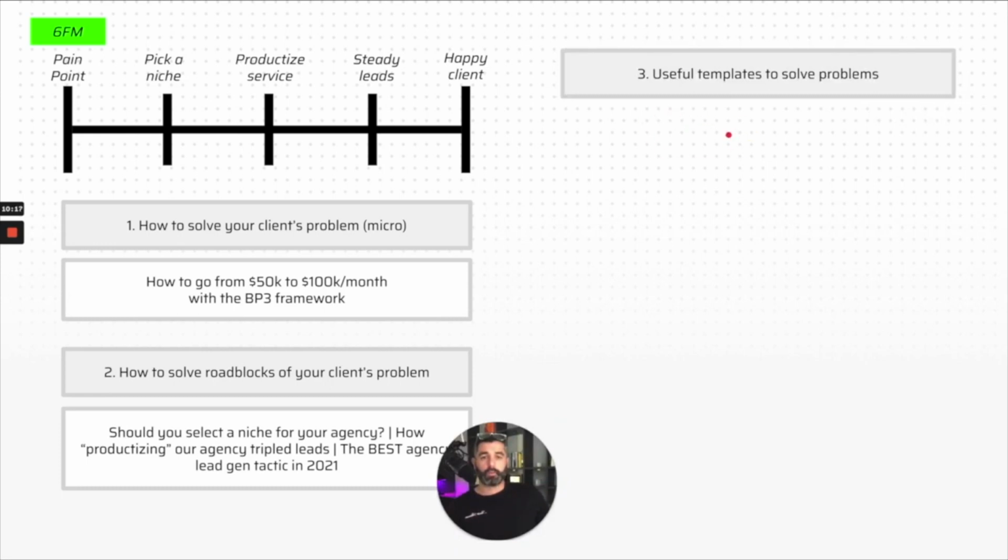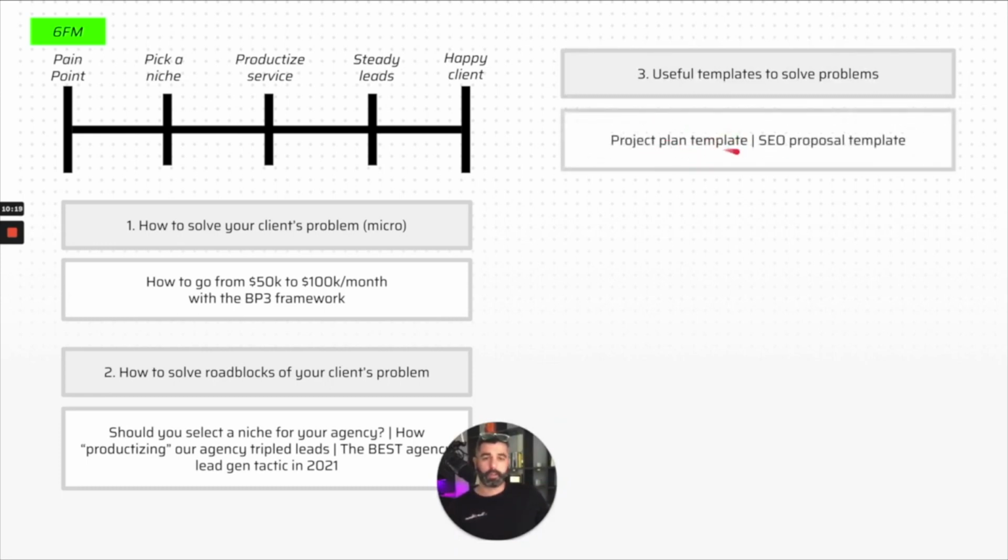So the next one up is useful templates to solve problems. Project plan template, SEO proposal template. We've been running these on Facebook, getting $2 leads for the last 2 years. Incredibly impactful way to bring people in from cold audiences, also grab a piece of their email. So this is kind of like the pre-step to the micro conversion, right?